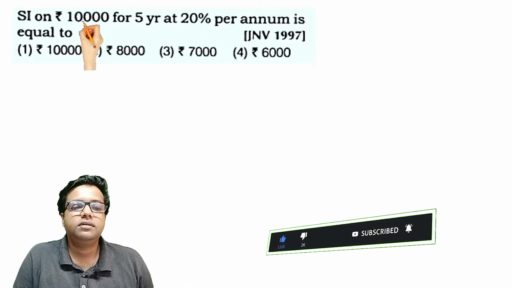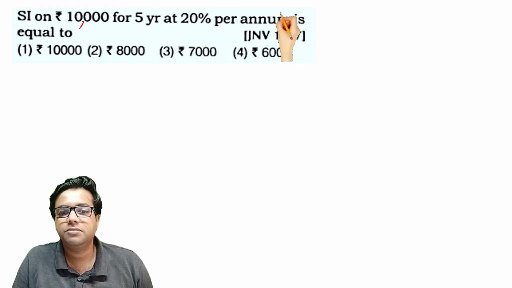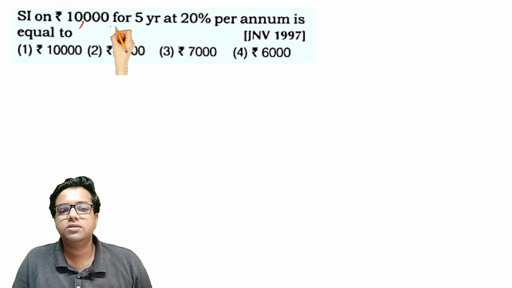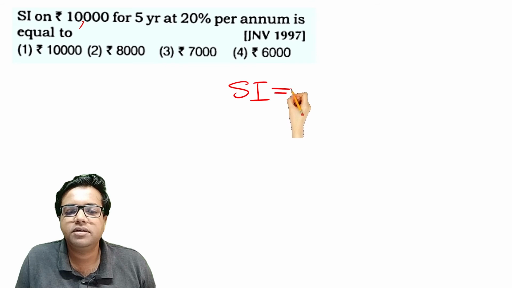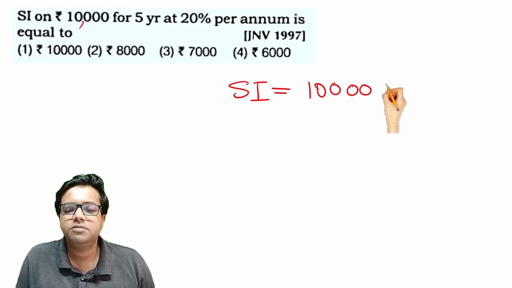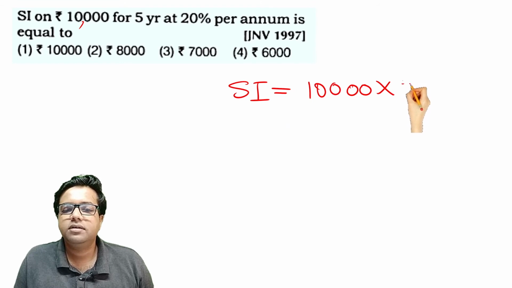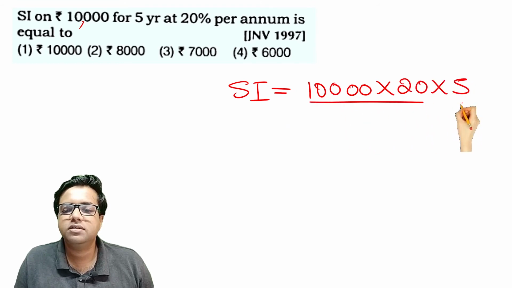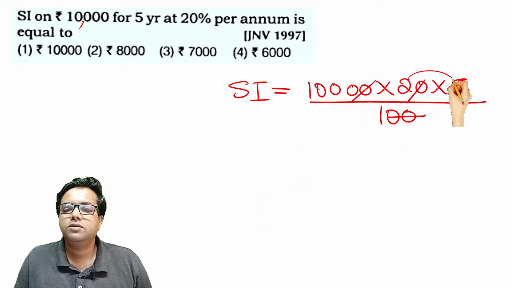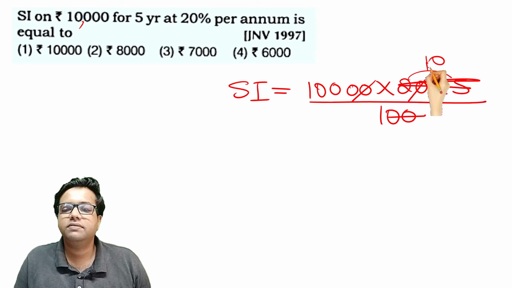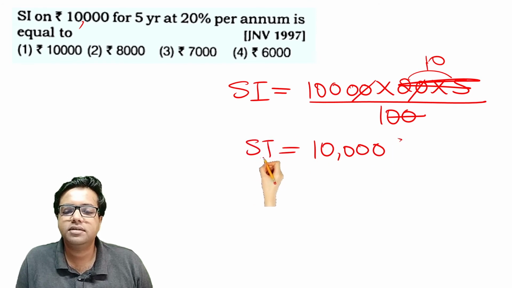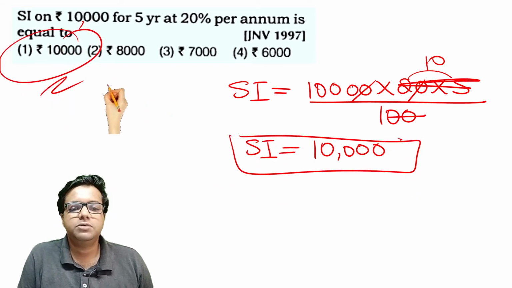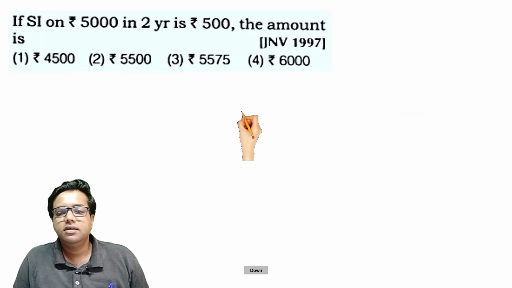Simple interest on 10,000 rupees for 5 years at 20% per annum is equal to what? So we need to find the simple interest. This is a very direct question. Principal into rate of interest, 20%, into time duration, 5 years, divided by 100. 2 zeros, 2 zeros go away. 2 5s give you 10. So 1000 into 10 will give you again 10,000. So simple interest will be 10,000 rupees. Option 1 is the right answer for this question.